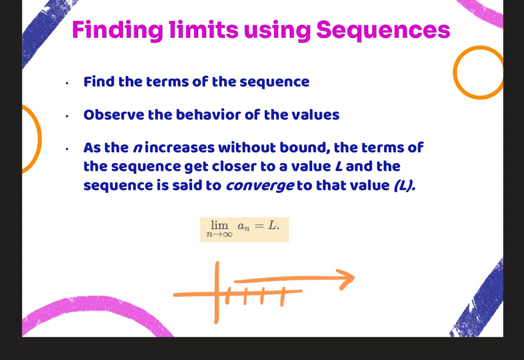So it says find the terms of the sequence. Observe the behavior. As n increases without bound, the terms of the sequence get closer and closer to the L value, and the sequence is said to converge to that value. So the language converge means what's happening to it. It's getting closer and closer to that behavior. That's what the word converge means, okay?